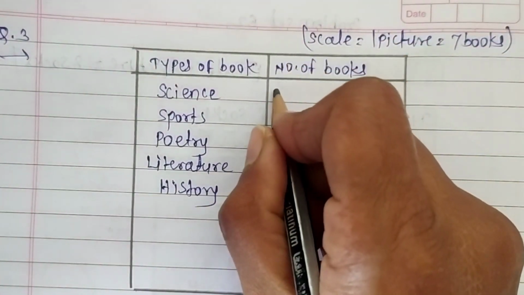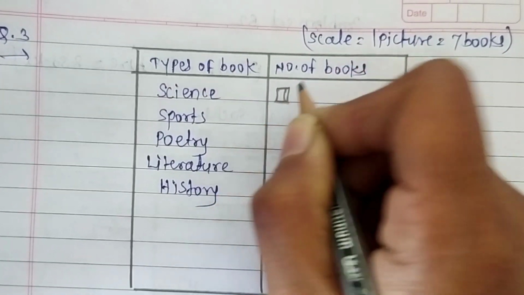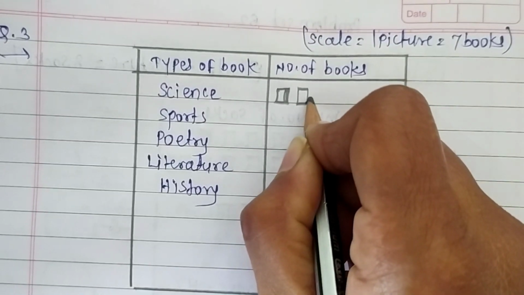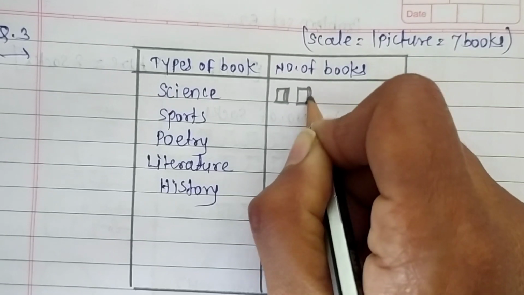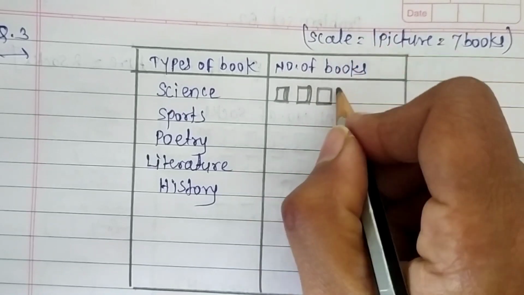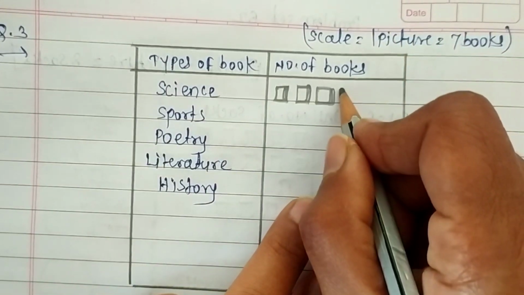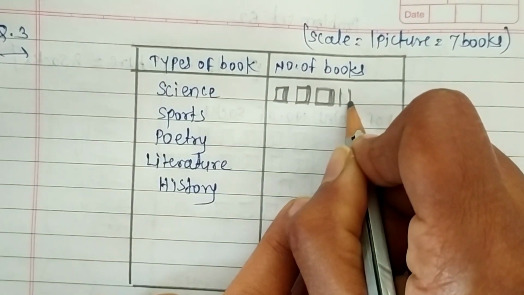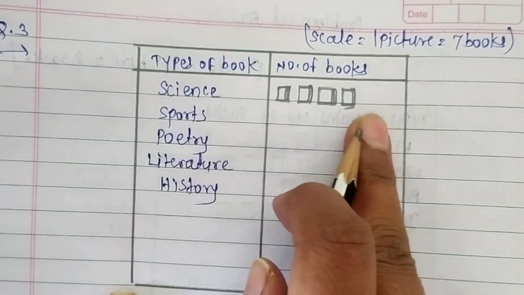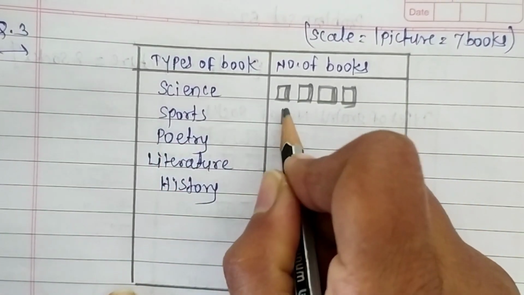While drawing, you should use pencil. One, two, three, and 4. So we draw 4 books for science. Now sports, how many books we have to draw? Only 2 books. Let's draw it.